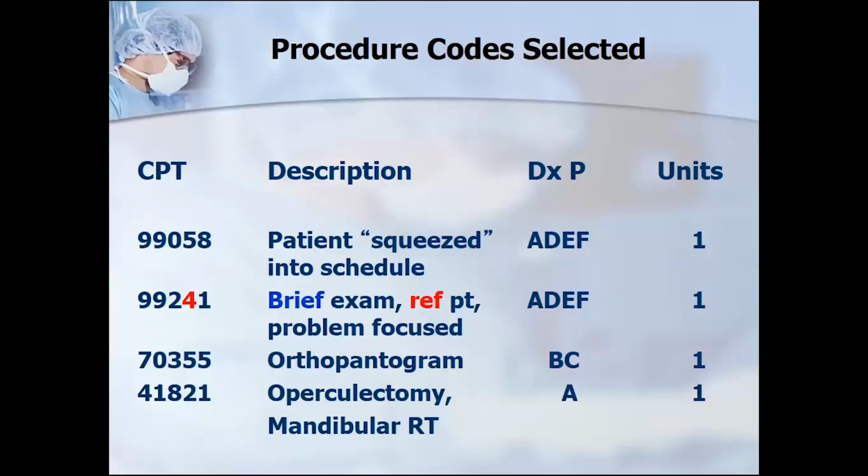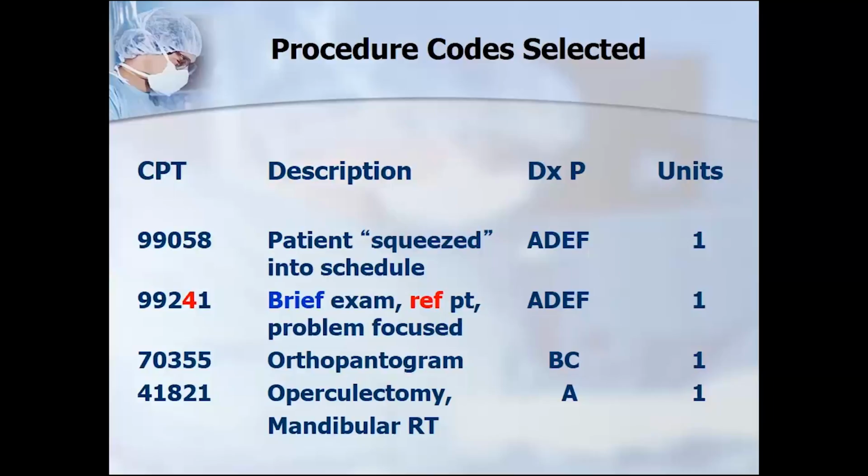So notice that when we use the emergency code squeezed into the schedule, the diagnosis pointers are always identical to the exam that follows. Orthopanogram is listed next. What diagnosis can we make from an orthopanogram? We can make a diagnosis of B, impacted teeth, and C, what is causing the jaw pain.